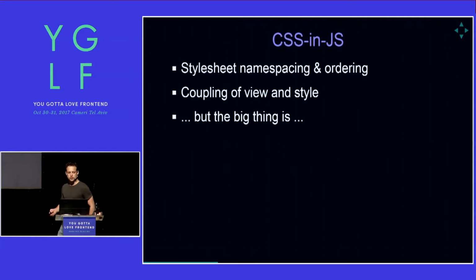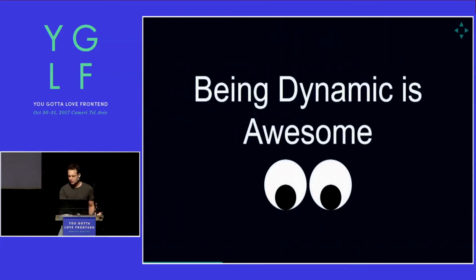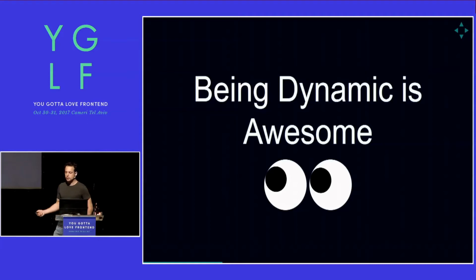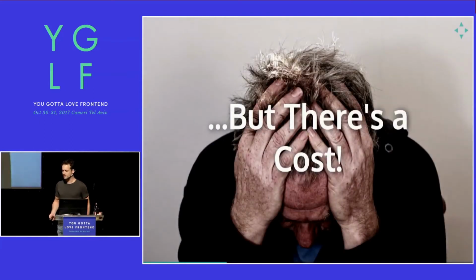The common solution solves namespacing and order of our CSS, but the big thing is that being dynamic is awesome. Look at those googly eyes following the mouse. This is possible using JavaScript. CSS alone is not enough, it is static, and it cannot be modified during runtime. CSS-in-JS makes it easy being dynamic, and it generates and manipulates CSS during runtime. But, as always, there's a cost.